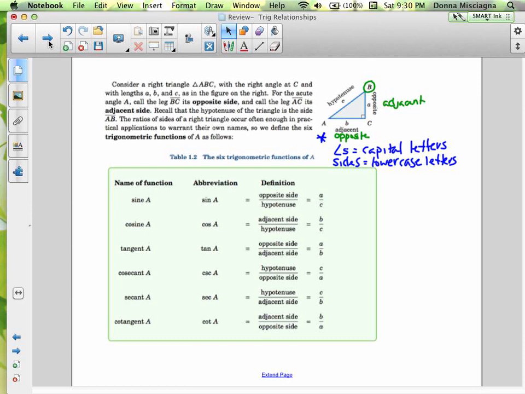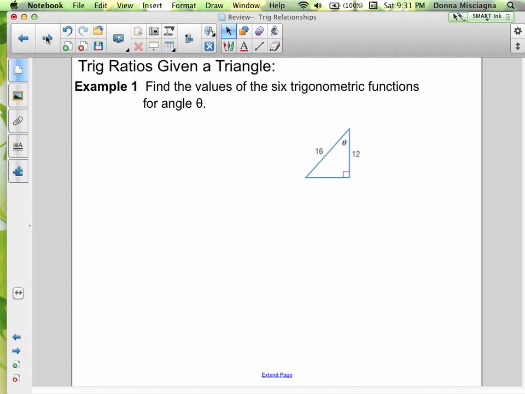The tangent of angle A is the opposite side over the adjacent side, which is going to be a over b. Cosecant is the reciprocal of sine, so it's hypotenuse over opposite, or for this triangle, c over a. Secant is the reciprocal of cosine, which is hypotenuse over adjacent, so for this triangle it's c over b. And the cotangent is the reciprocal of tangent, so it's adjacent side over opposite side, so for this triangle it's b over a. All right, just a little review of our 6 trig ratios and which sides each one uses.